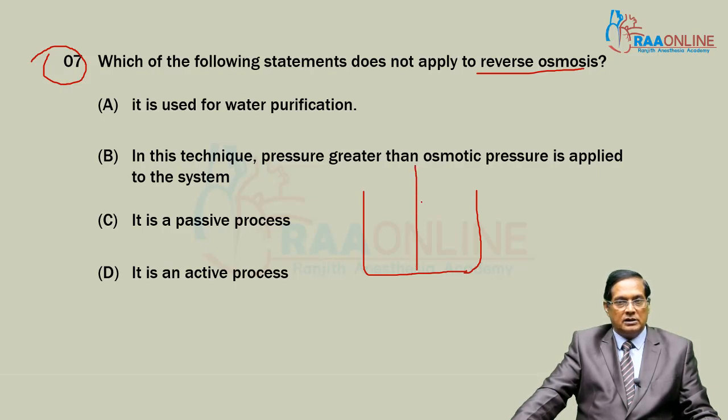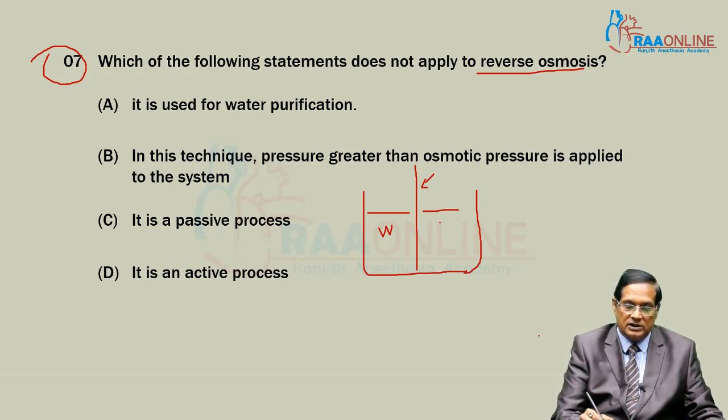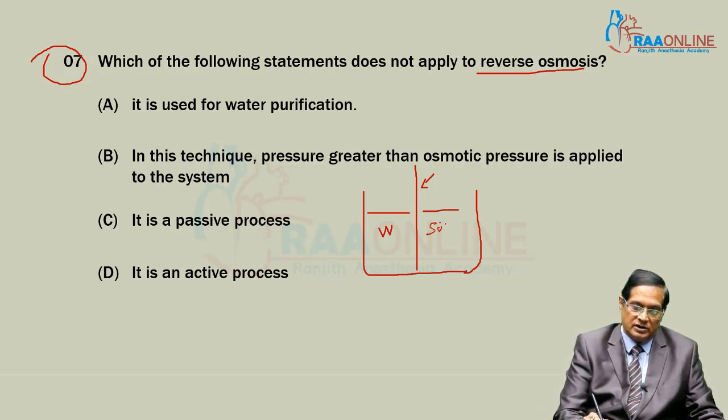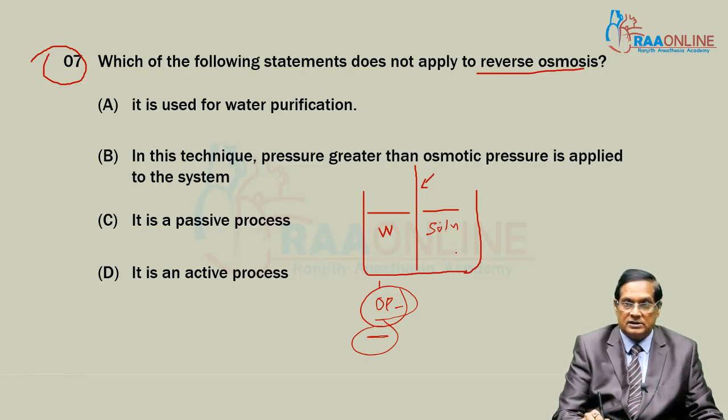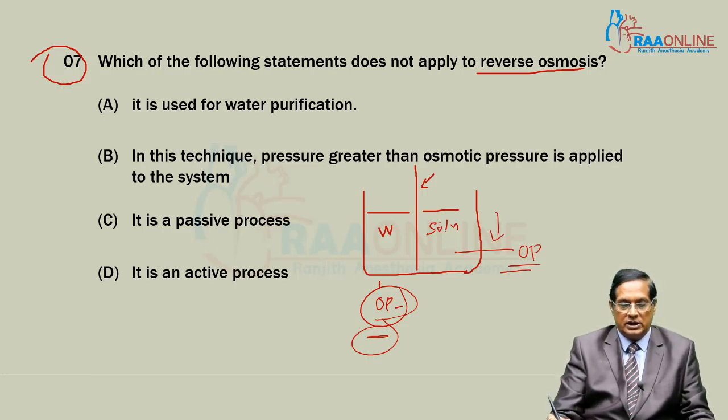That is, take a beaker, fix a semi-permeable membrane here, then here pure water is there, and here a solution is there, solution that is along with the solvent. Here the solution is added, then you see pure water, nothing is present, that's why its osmotic pressure is 0. This osmotic pressure of this solution is 0. Whereas by the addition of solute, if solutes are there, there is some OP, that is some osmotic pressure.